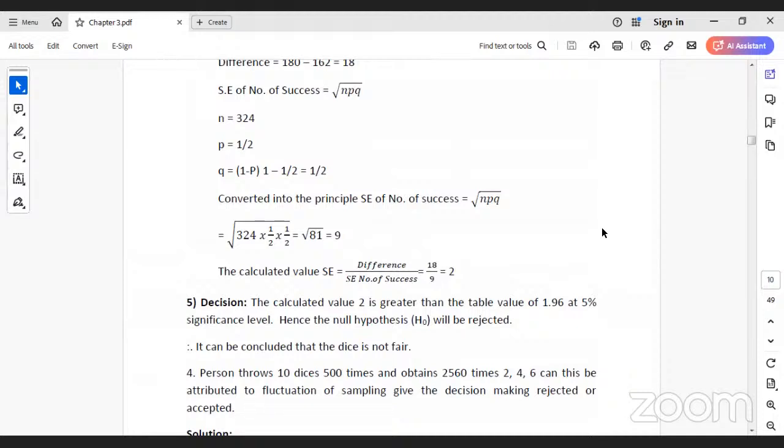The calculated value is the difference divided by the standard error of number of success. So that is 18. 18 divided by 9 is equal to 2. So here the decision is like this: the calculated value 2 is greater than the table value of 1.96 at 5% significance level. Hence, the null hypothesis H naught will be rejected.